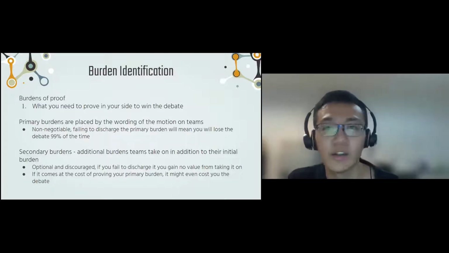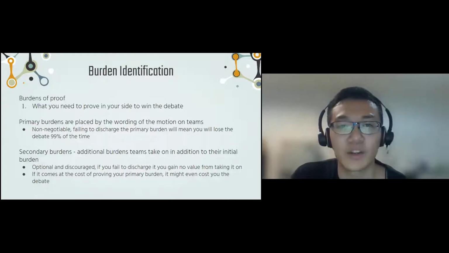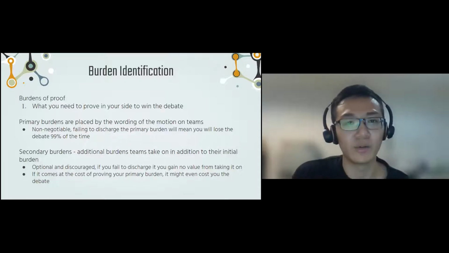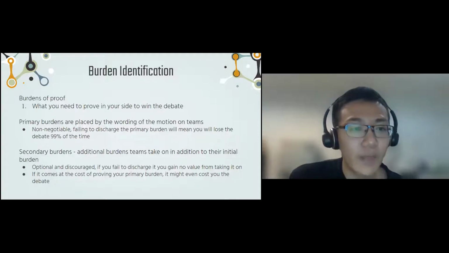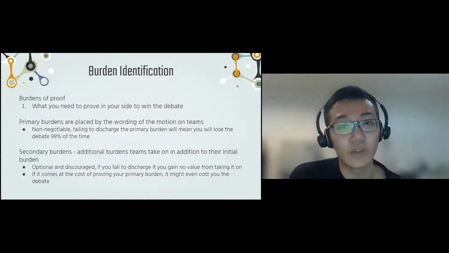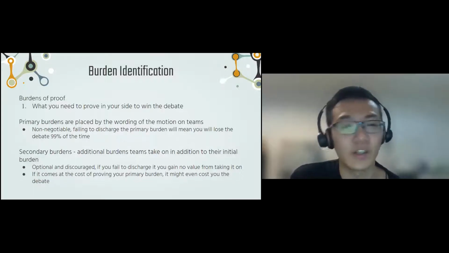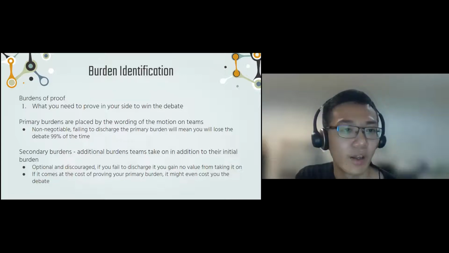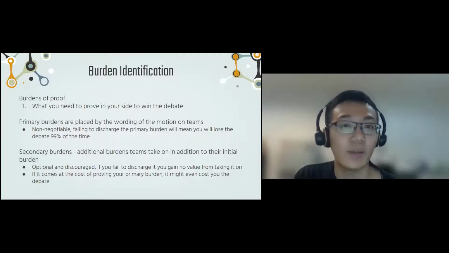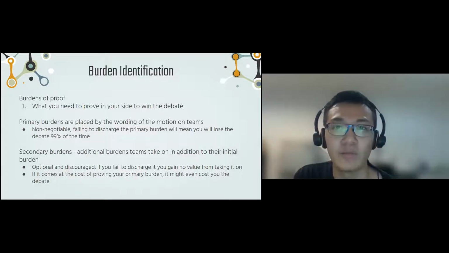You want to prove like a long-term benefit argument. You want to bring in some secondary or tertiary stakeholder into the debate. You can do that, but your primary burden needs to be taken first. So primary burdens are basically burdens that are placed on teams by virtue of the wording of the motion. These burdens are not negotiable. If you don't discharge the primary burden, you will lose the debate 99% of the time. And the other 1% of the time where you don't lose, it is because the other side didn't discharge their burden either.